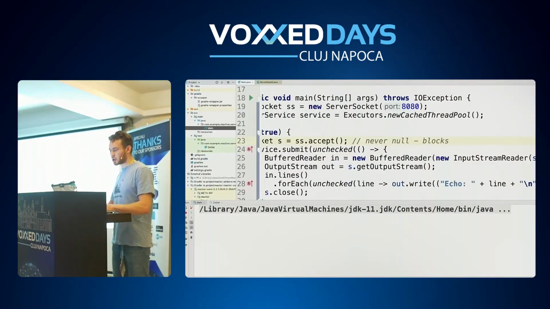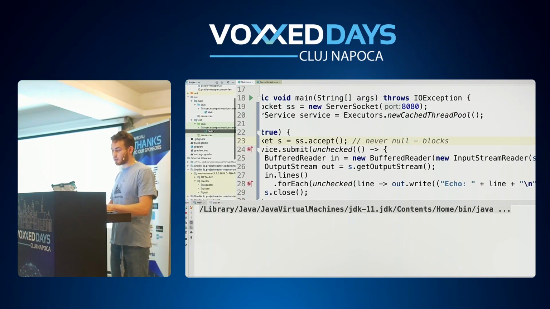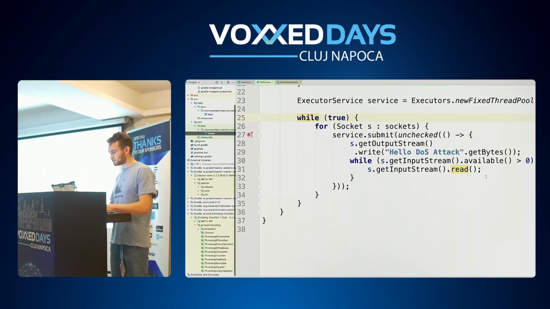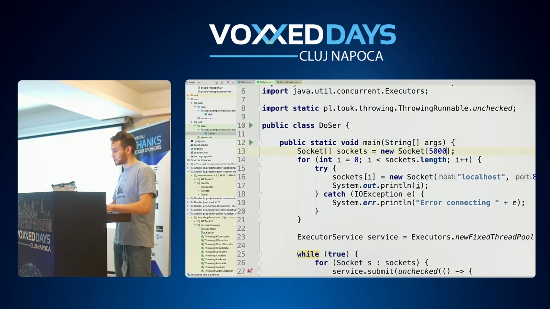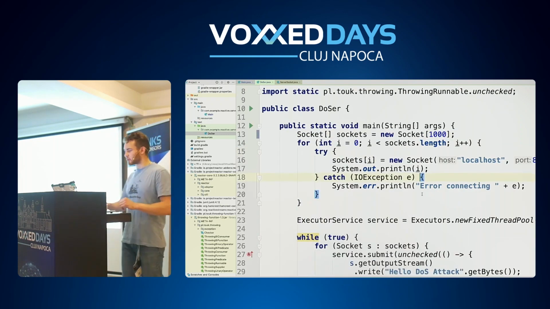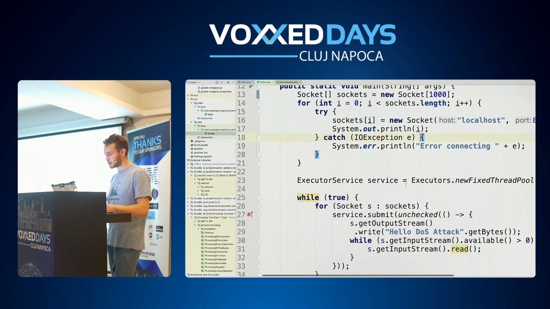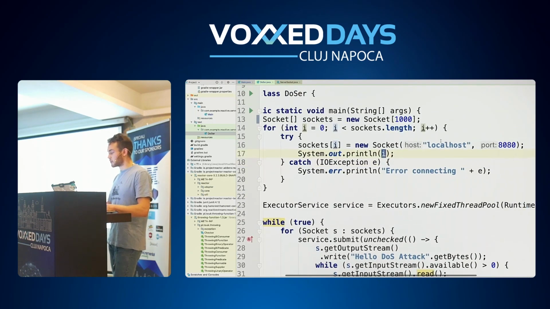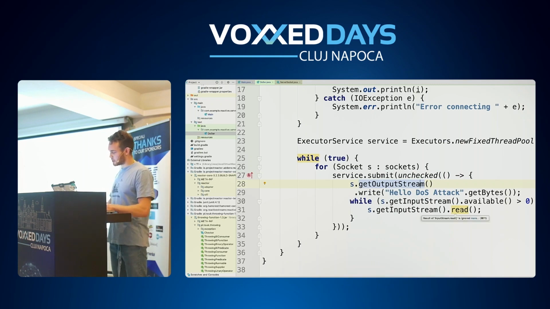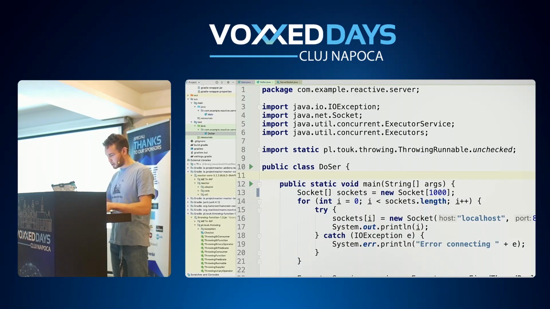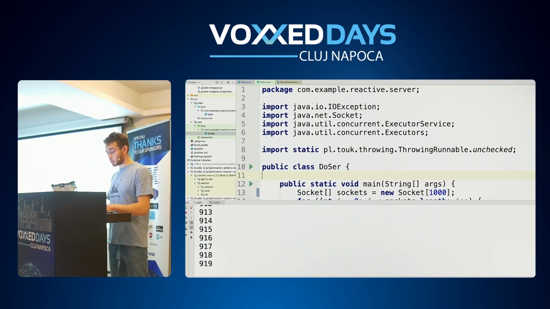I'm not going to open again the huge amount of tabs, but I have a small piece of code which could DDoS or DoS my server. So here I have a test which creates 5,000 connections. Let's start with a smaller amount of connections and see whether it affects our service. It connects to our service, starts sending some "hello DoS attack" messages and reads some data back. So this is the main functionality of this piece of code. Let's just run it and see whether it works or not.